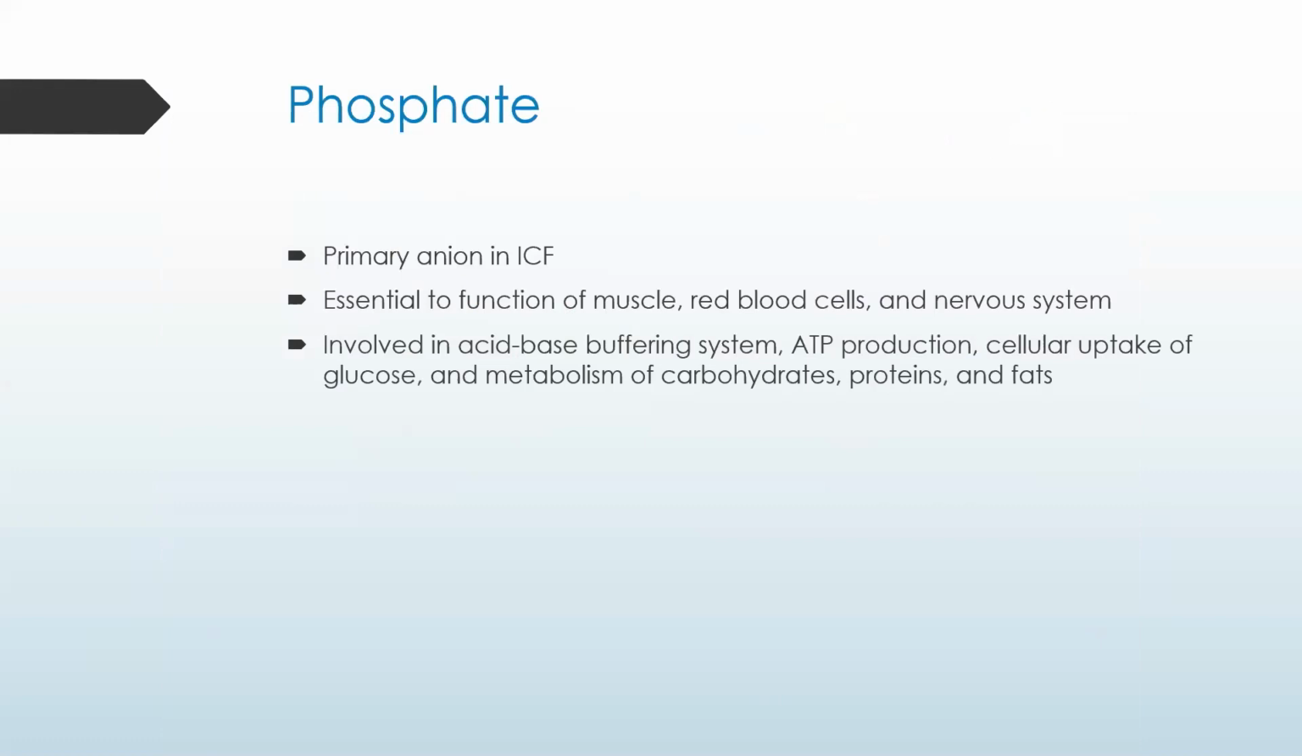Phosphate. Phosphorus is a primary anion in the intracellular fluid and the second most abundant element in the body after calcium. Most phosphorus is in the bones and teeth as calcium phosphate. The remaining phosphorus is metabolically active and essential to the function of muscle, red blood cells, and the nervous system. It is also involved in the acid-base buffering system, the mitochondrial formation of ATP, cellular uptake and use of glucose, and in carbohydrate, protein, and fat metabolism.